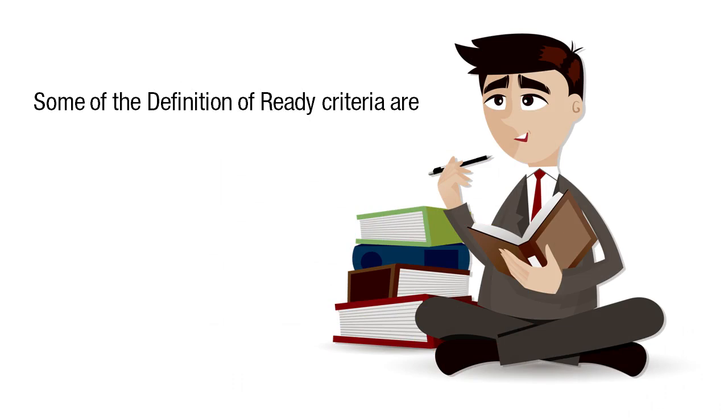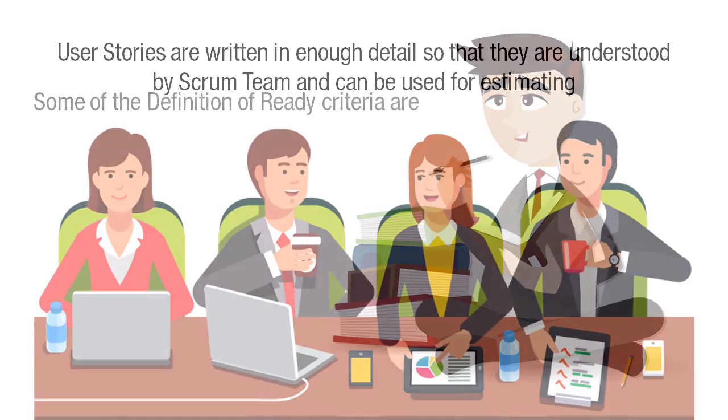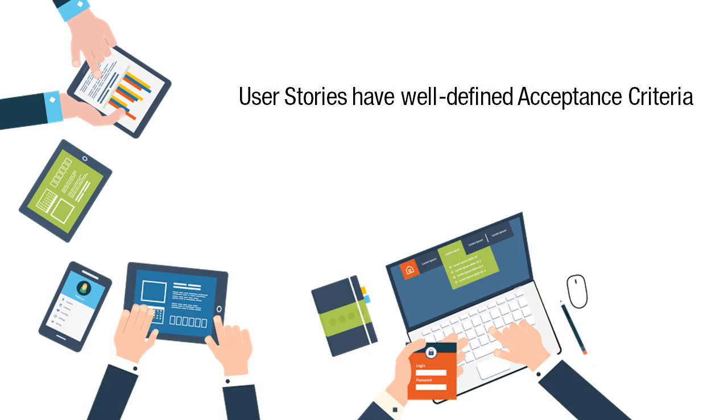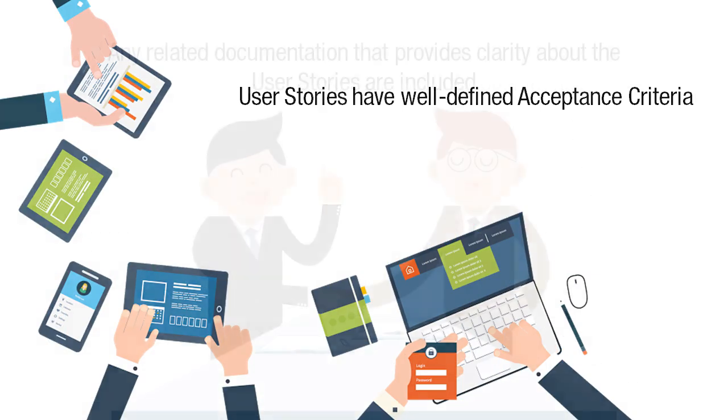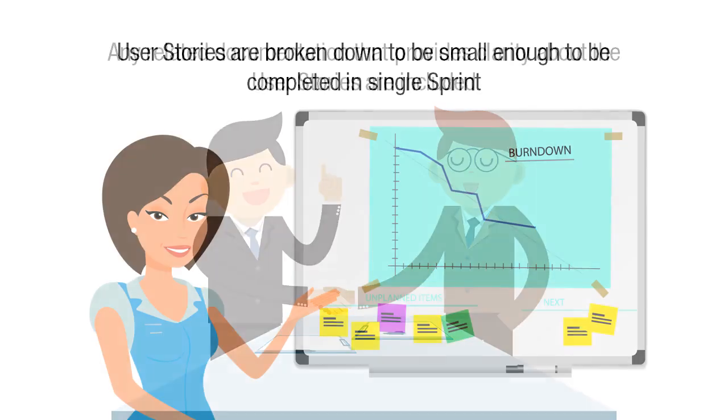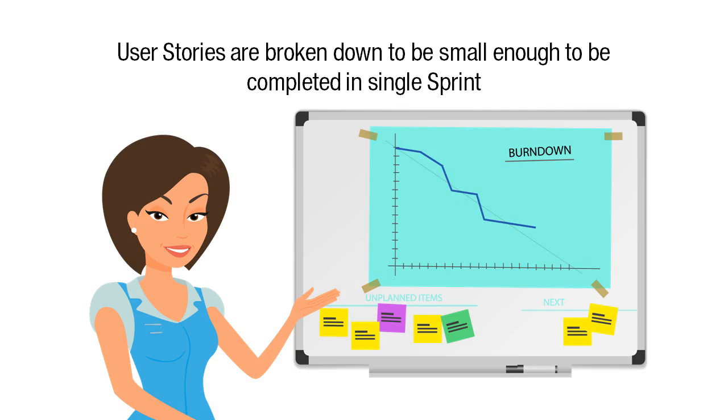Some of the definition of ready criteria are: user stories are written in enough detail so that they are understood by the Scrum team and can be used for estimating. User stories have well-defined acceptance criteria. Any related documentation that provides clarity about the user stories are included. User stories are broken down to be small enough to be completed in a single sprint.